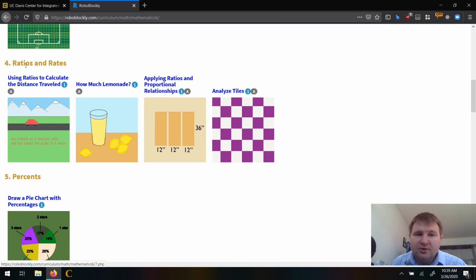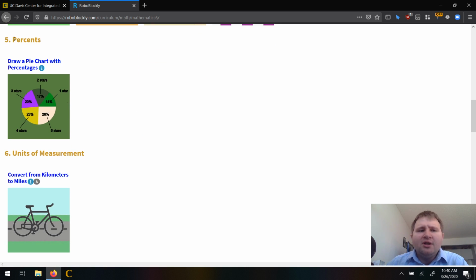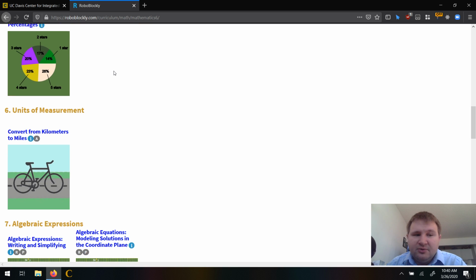We go into ratios and rates, where we use ratios to calculate distance traveled, or how much lemonade is in a glass, or looking at proportional relationships, or starting to analyze tiles and grids to come up with all kinds of different pieces of information, such as how many tiles there are of a certain color, etc.